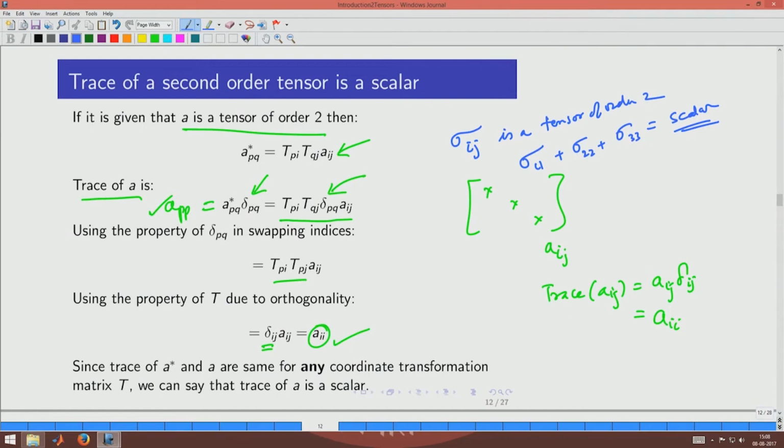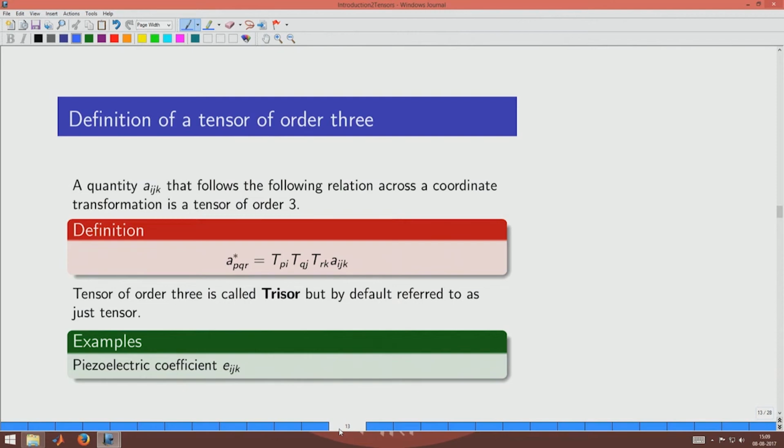Now, this is not a property because it is a stress, it is a property because stress is a tensor of order 2, and for a tensor of order 2 we have this property coming up. Okay. Now, we can go on to define tensors of higher order. We will not go into depth for each of these, but we want to define them so that the generic definition of a tensor of any order is evident.